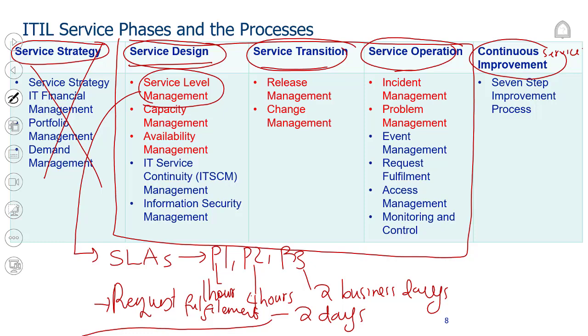Okay, so that's all about the service level management, where you agree with the customers, for example, what is the acceptable time for some of the services they're providing for you.